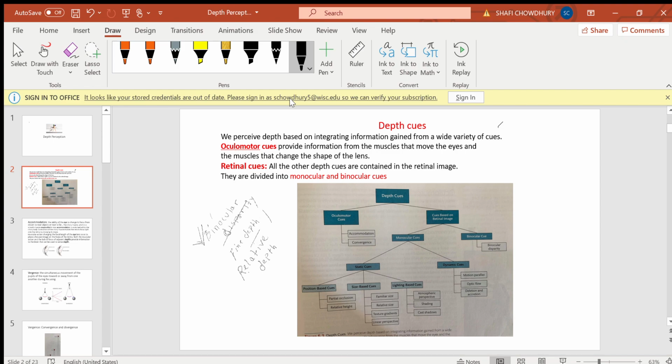Okay, so here you see that monocular cues and binocular cues, binocular disparity. Now, binocular disparity could be horizontal disparity and vertical disparity.